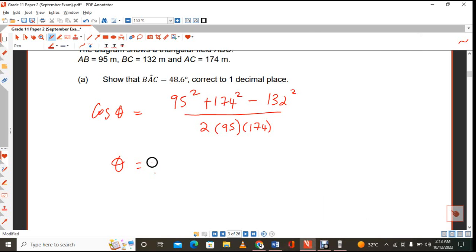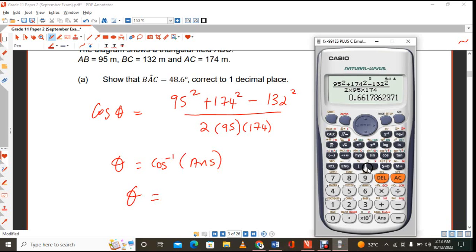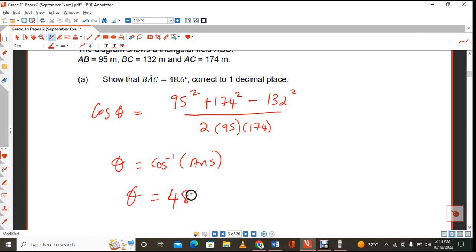Basically we are going to find the inverse because we're looking for the angle, and to prove that that angle is equal to 48.6. Make sure your calculator is in degree mode. You're going to say the inverse cosine of that answer, and then that gives us 48.567 and so on degrees, which is therefore equal to 48.6 degrees, correct to one decimal place, and that was what we were required to prove.